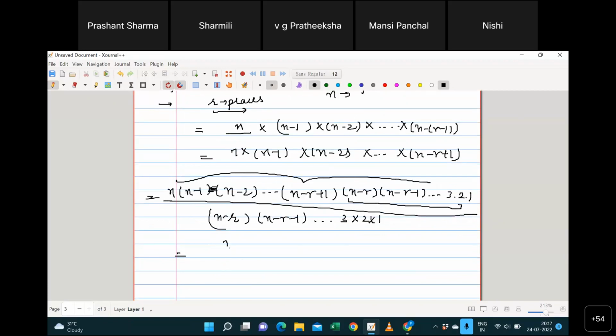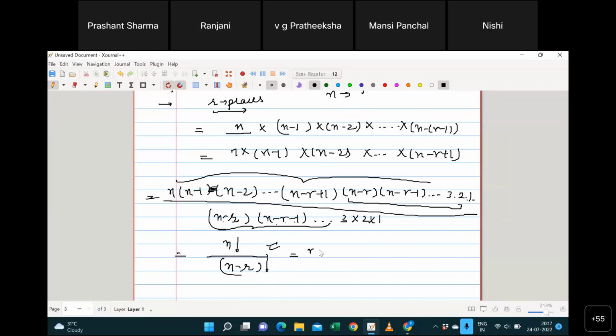Can I write the numerator as n factorial? And the denominator I can write as n minus r factorial. Are you getting it? Because n factorial is n into n minus 1, n minus 2 up to 3 into 2 into 1, right? So similarly, n minus r into n minus r minus 1 up to 3 into 2 into 1. So the numerator I can write as n factorial, and the denominator as n minus r factorial.